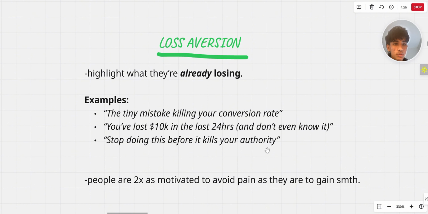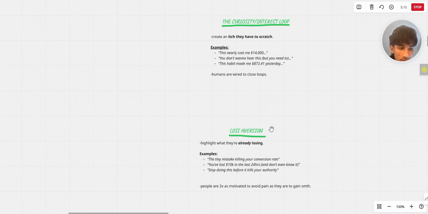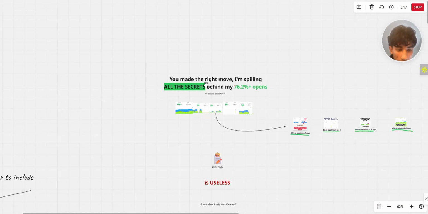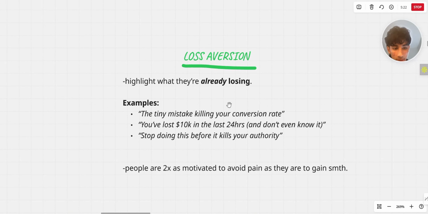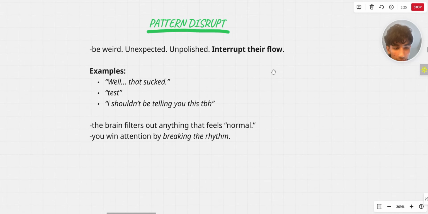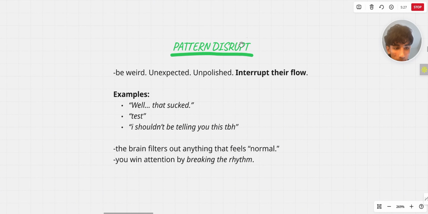The reason why this works is because people are 2 times more motivated to avoid pain than they are to gain something. So by building up the pain and deepening the pain, you're making the cost of inaction, the cost of not opening the email, higher than the cost of opening. And hence, your open rates can be pretty crazy, as we've done here for some of my clients. Loss aversion is probably one of the most powerful principles when it came to getting my clients those kind of results. And then the final bias is what I call the pattern disrupt.